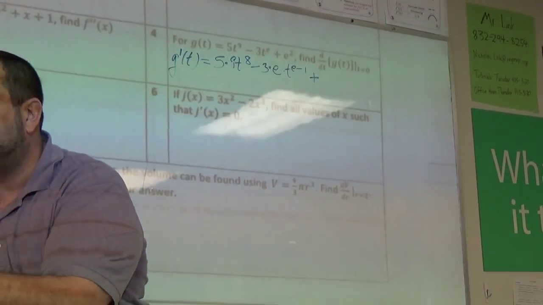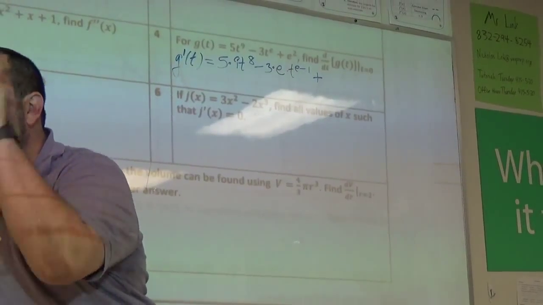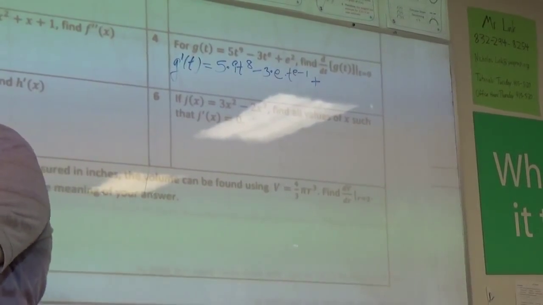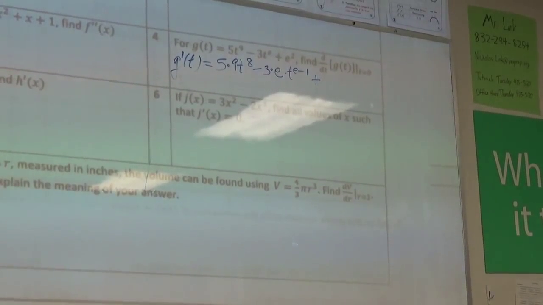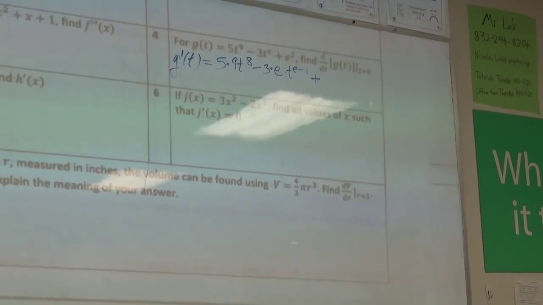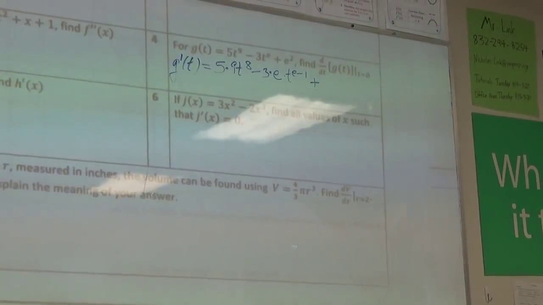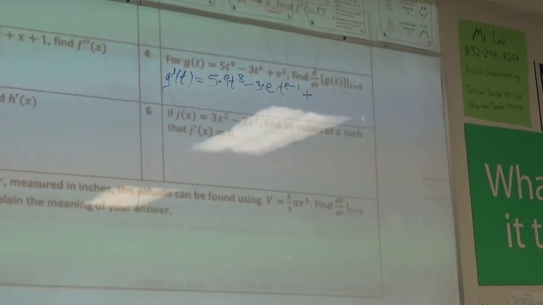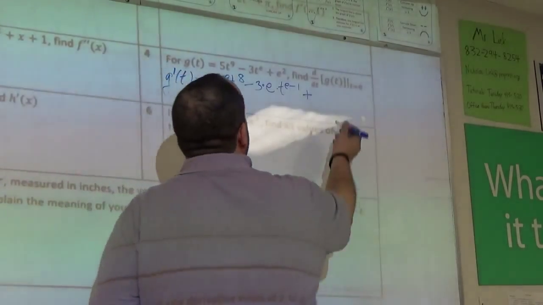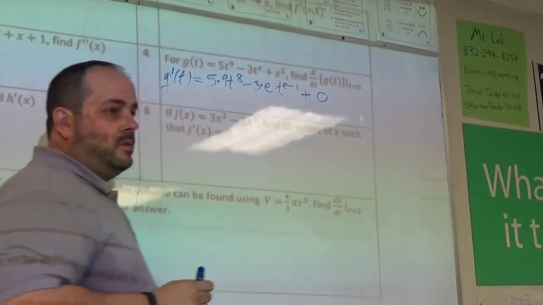How do you know this is a constant? E stands for another number. Like E stands for some other number. Thank you for leaving the mystery in there. It's 2.718 and some stuff. So e squared is still a constant. And so the derivative of a constant is 0.